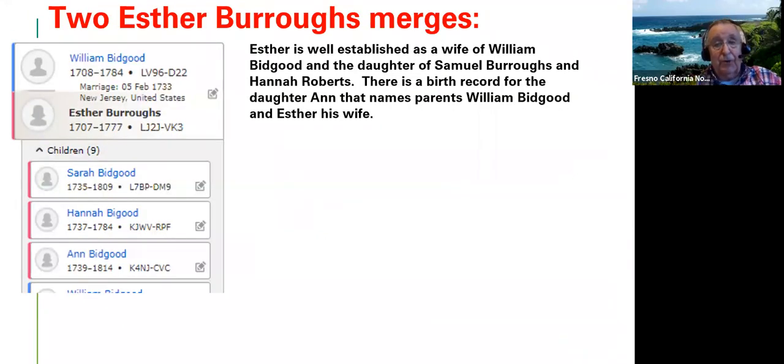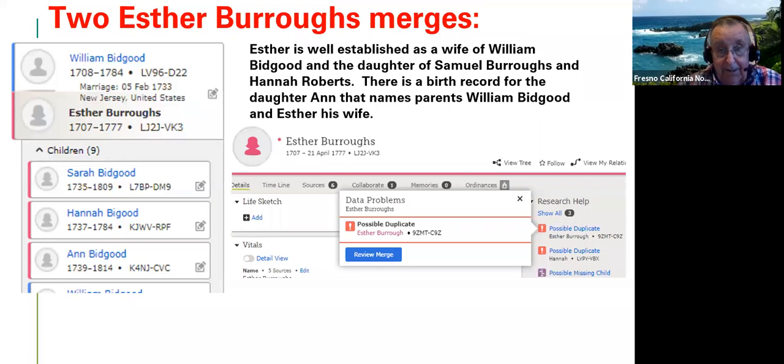Okay, to Esther Burrows. My family just had all kinds of fun stuff in it when I went to write this. Another set of my ancestors. Esther's well established as the wife of William Bidgood and the daughter of Samuel Burrows and Hannah Roberts. They were Quakers in Pennsylvania, New Jersey, and Pennsylvania. There's a birth record for a daughter, Anne, that names her parents William Bidgood and Esther, his wife. And so there's a duplicate there.